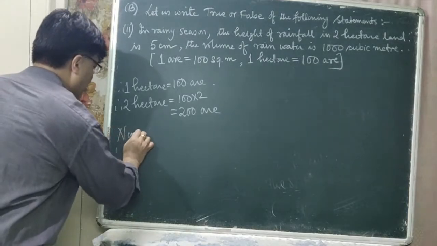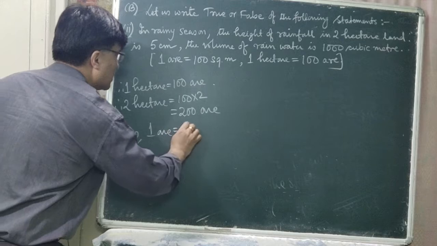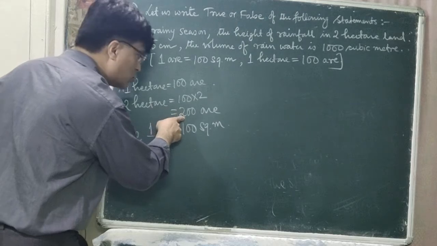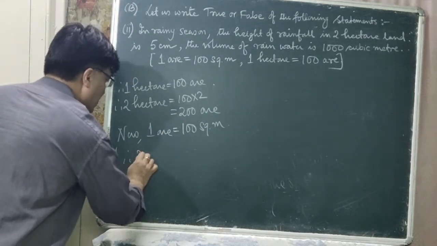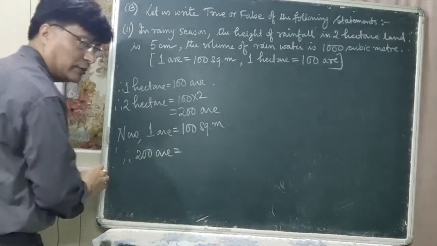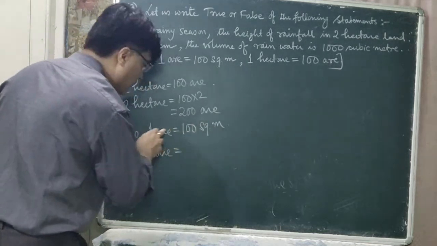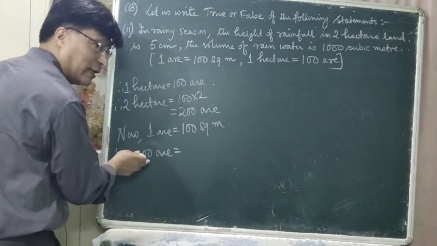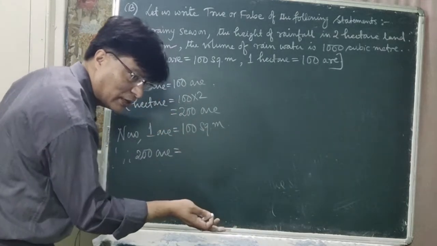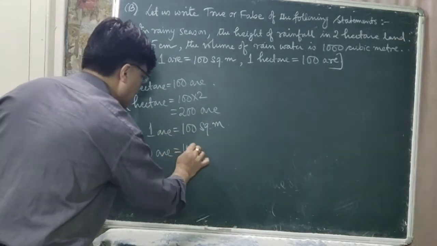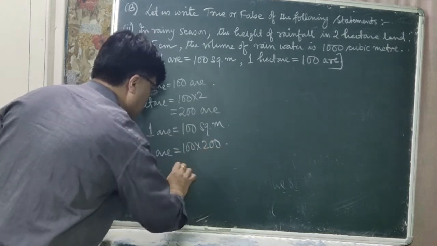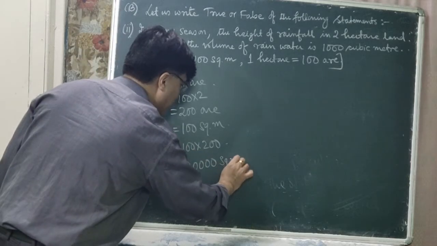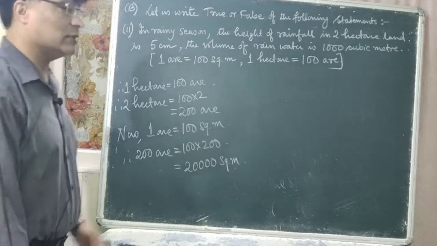So now 1 R is equal to 100 square meter. Now you have to convert this 200 R into square meter. So 200 R is equal to, for 1 R it is 100 square meter. 200 R is more than 1. So if it is more than 100, we multiply. 100 into 200 is equal to 20,000, right? 2 and 4 zeros, square meter. So this is 20,000 square meter.